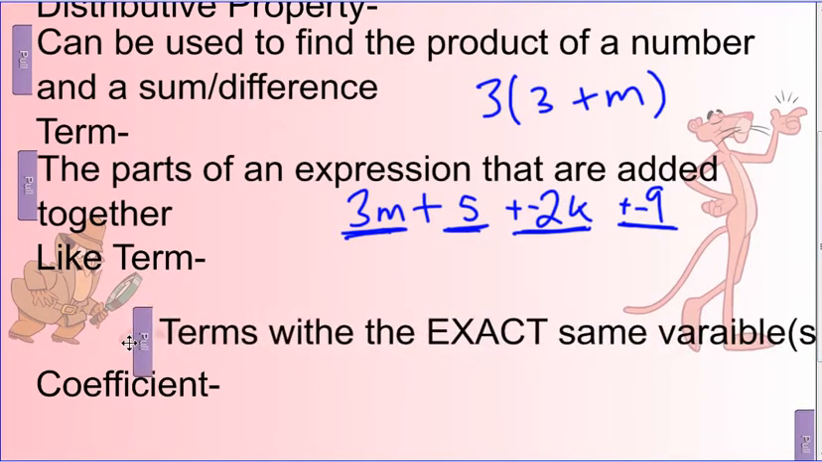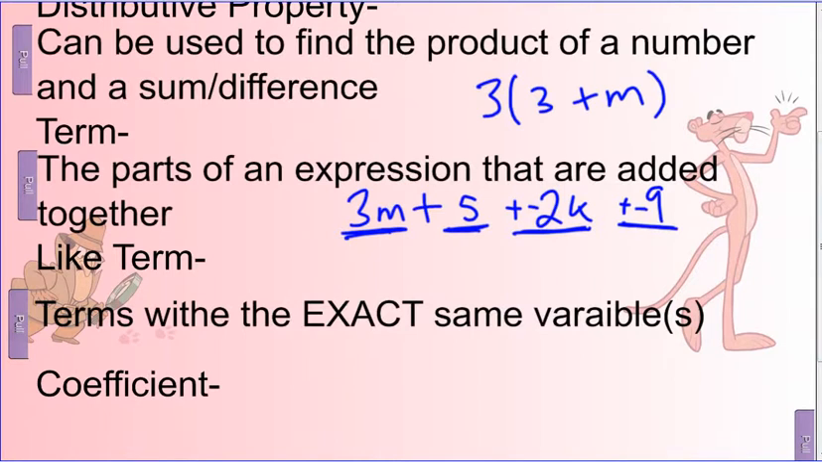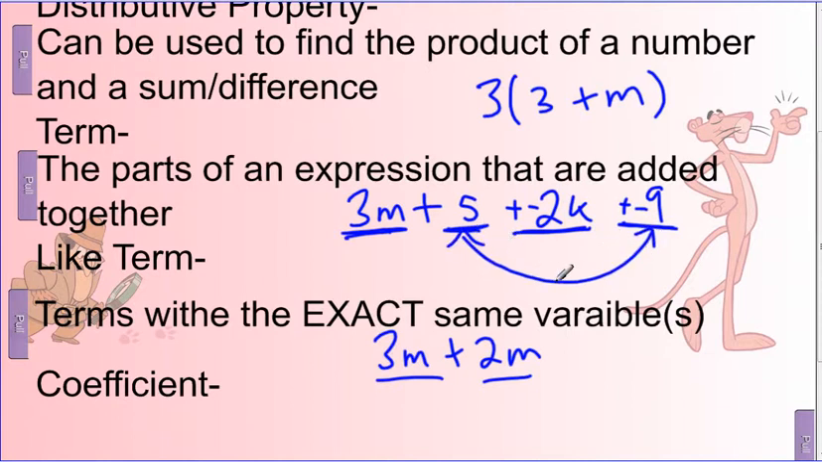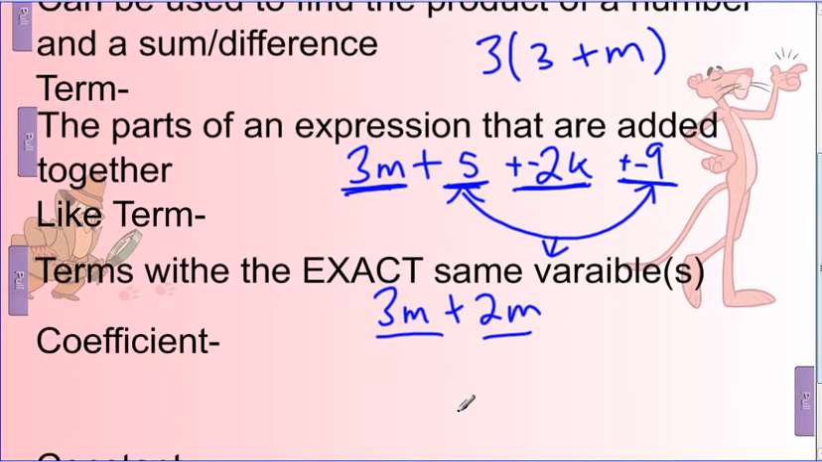Like terms. Like terms are two terms with the exact same variables. So if I have 3m plus 2m, those two things are alike, and we can combine them together and get a 5m. Also, in our last problem, this 5 and this negative 9 are like terms because they do not have a variable that makes them alike. You can add this 5 and this negative 9 together and get a negative 4.